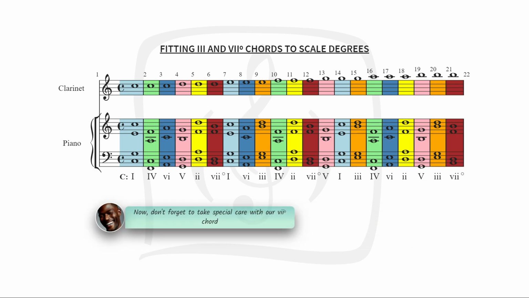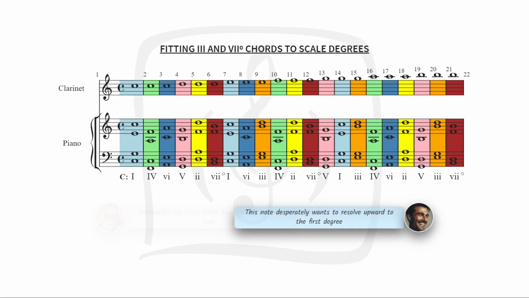Now, don't forget to take special care with our 7 diminished chord. Remember, we must avoid doubling the leading tone. This note desperately wants to resolve upward to the 1st degree. So we'll give it just one voice to do its job, otherwise we would get plenty of parallel octaves.